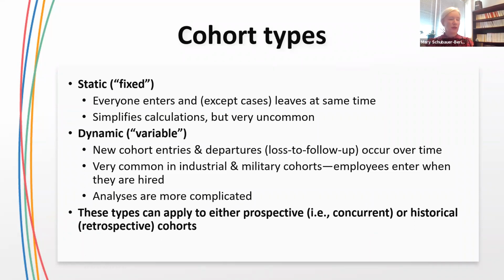New cohort entries occur across time, and also departures or loss to follow-up occur over time. This is very common in industrial and military cohorts. Employees enter when they're hired, and this makes the analyses more complicated because that process can lead to bias if not adjusted for properly. But both of these types, static or dynamic, can apply to either prospective or historical cohorts.